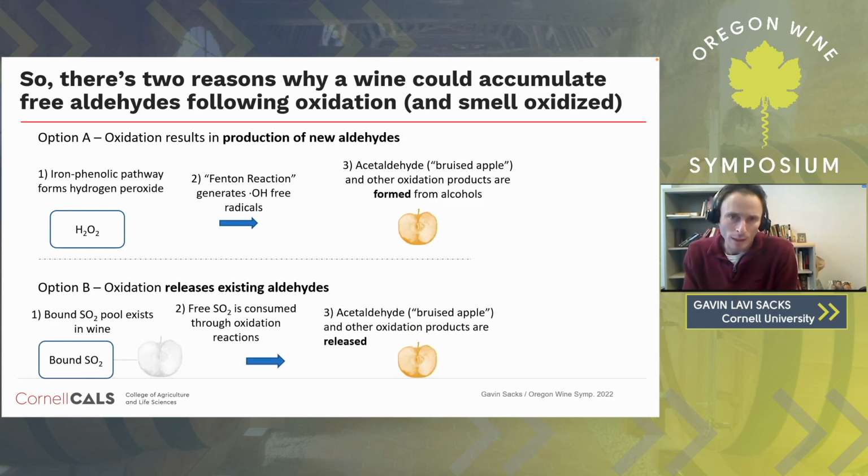But there's another pathway, which is what if all of our aldehydes were already there? They were just bound up. In that case, the way that a wine is smelling oxidized is not because we're making new aldehydes, rather we're consuming free SO2, and that's releasing bound aldehydes from bound SO2 forms. So instead of forming new acetaldehyde from oxidation of alcohols, rather we're releasing previously formed oxidation products.